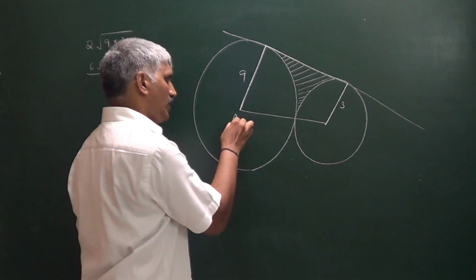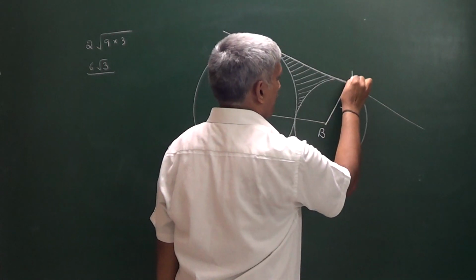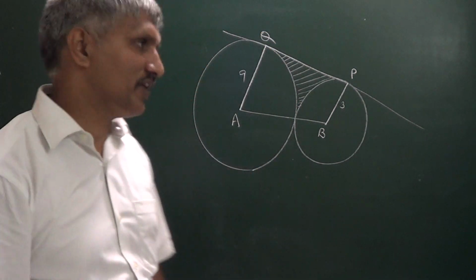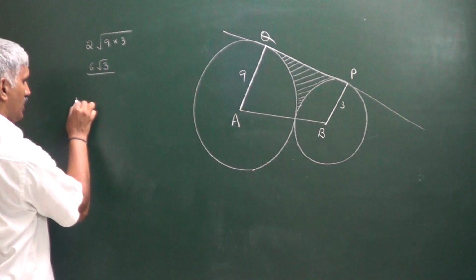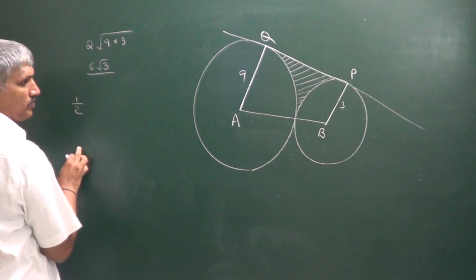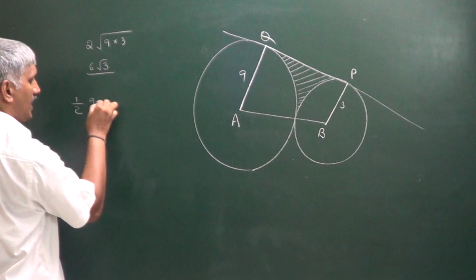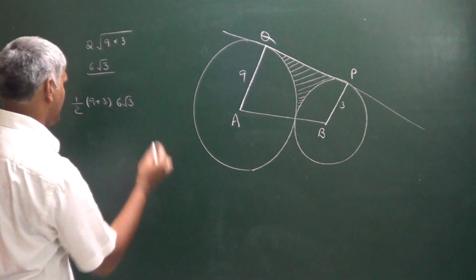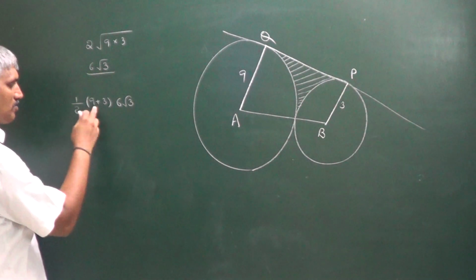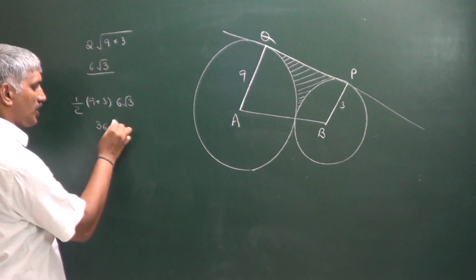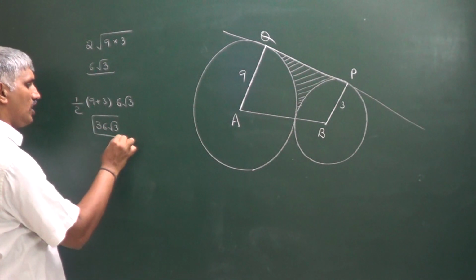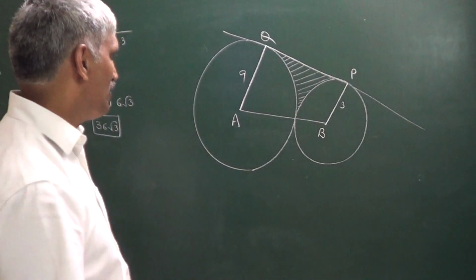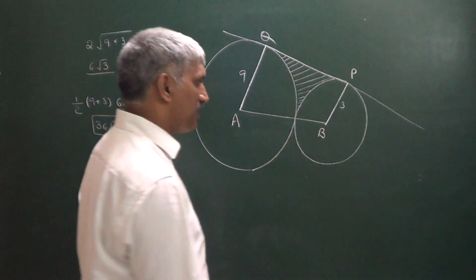Let us say this is A, B, P, Q. Can you tell me what is the area of a trapezium? The trapezium area is equal to half into the sum of the parallel sides into the distance between the parallel sides, right? So that is nothing but 36 root 3, the area of the trapezium. We got the trapezium area, but we require the area of the shaded portion.